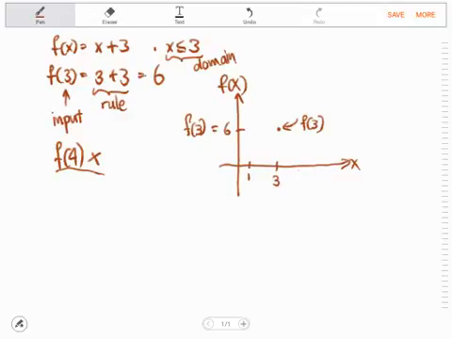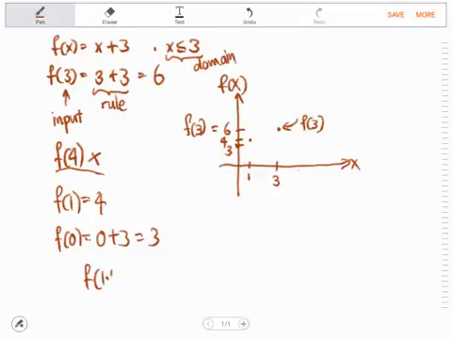So let's say if I input 1, what do I get? f(1) will be equal to 4. So this point will be 4, and so on and so forth. If we have input 0, we'll get 0 plus 3, which equals 3. So we'll get a value over here, 3. If we do this continuously, like for f(1.5), then what I get will be 1.5 plus 3, which equals 4.5. So I get a value somewhere here.